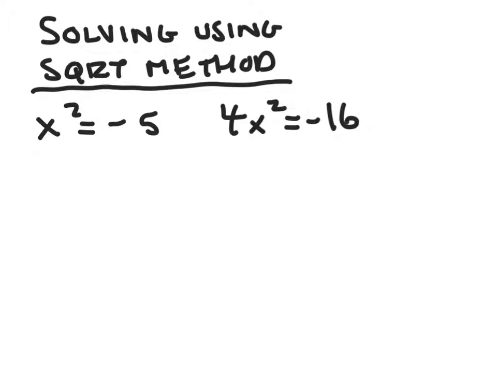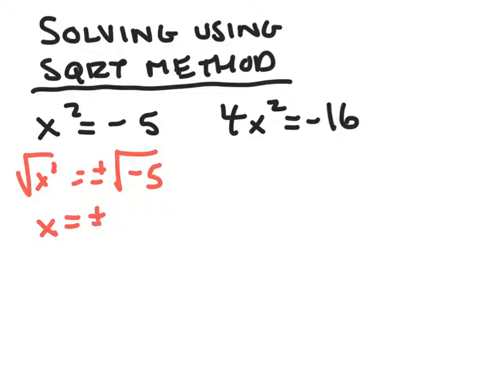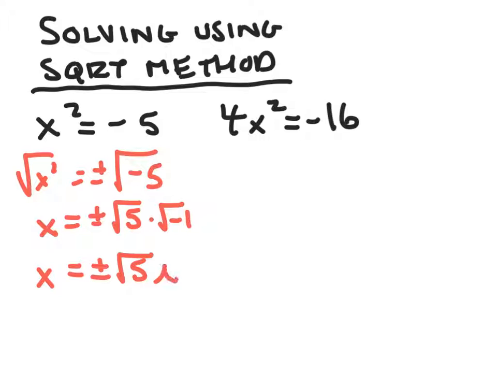Let me demonstrate a couple of questions really quick. Here we would take the square root of both sides like we normally would, which gives us x equals plus or minus the square root of -5. We pull the negative out there, and what it allows us to do is get the square root of 5i. So there are two answers. It's the plus and minus of the square root of 5i.